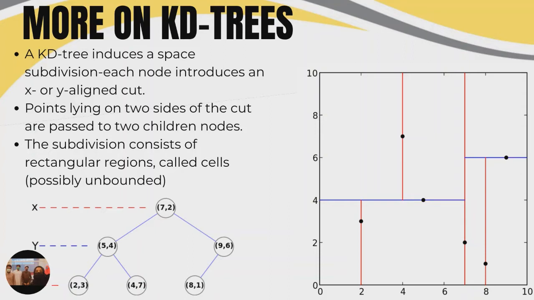Now on the graph, if we see, it will partition the left side of the space, partitioned by the preceding node, that is x equal to 7, further by the y equals 4 line, because it was placed on the y level.